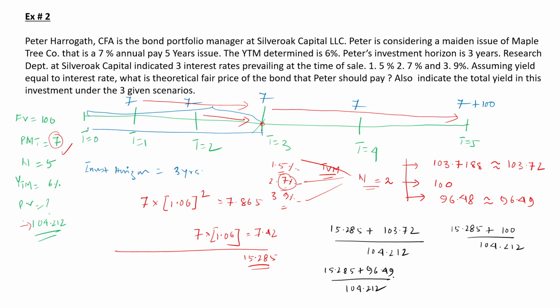Okay, so your denominator is the actual investment that you had made, and in your numerator, only one thing is changing, and that is your different expected price at the end of the investment horizon period, depending on what the market interest rate would be.